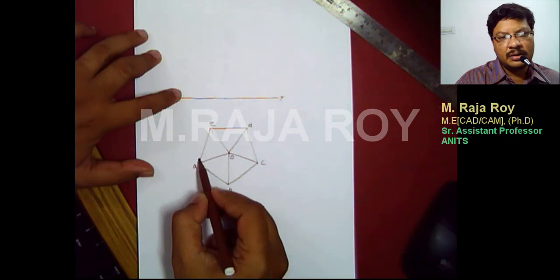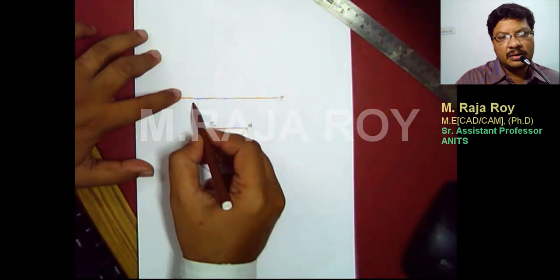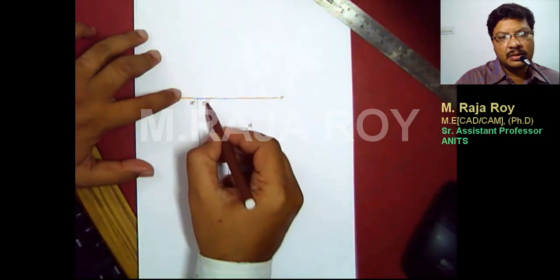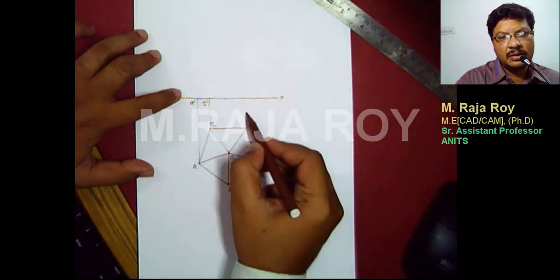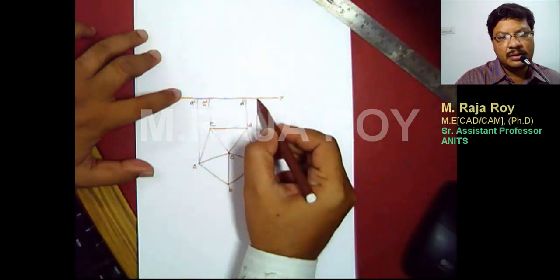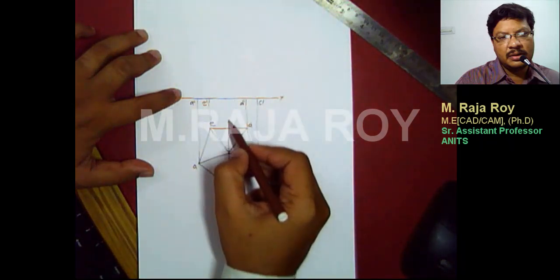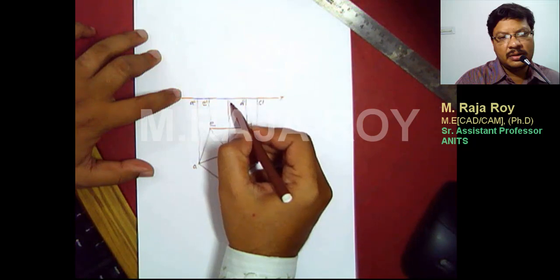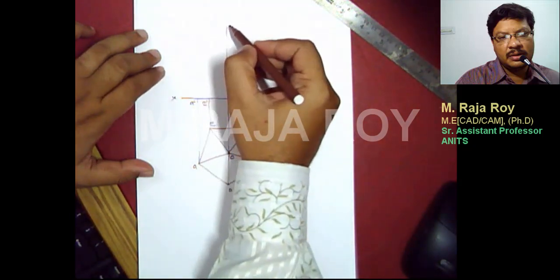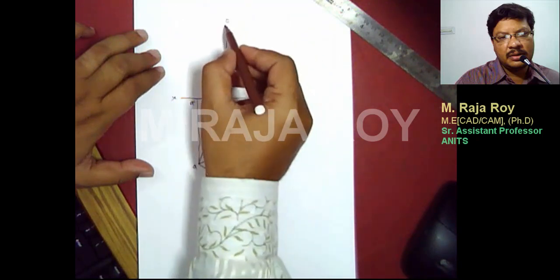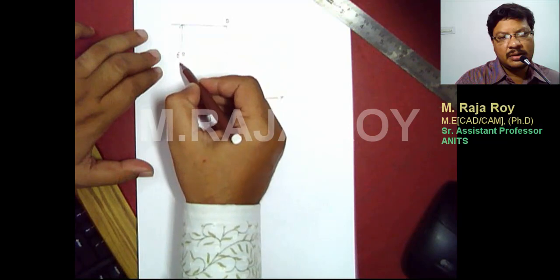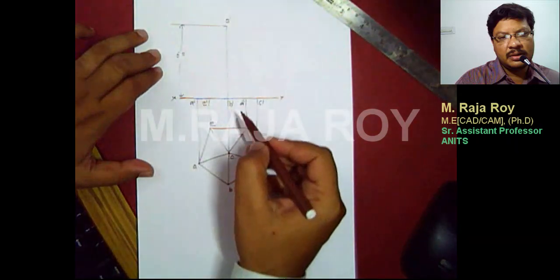Now I will draw a projector to the front view to get A dash. Somewhere here I will get A dash. Here I will get E dash. Somewhere here I will get D dash. This point is C dash. Here I will get B dash. I will extend this projector to 60 distance. Somewhere here I will get O dash. This is the axis distance, axis height 60.